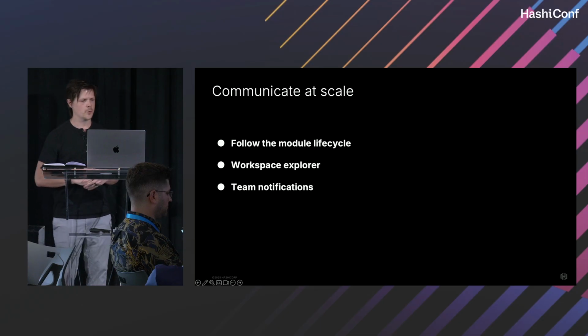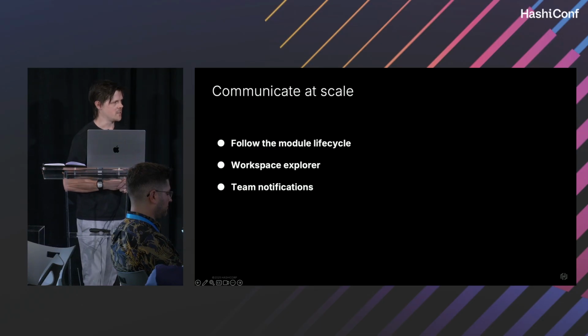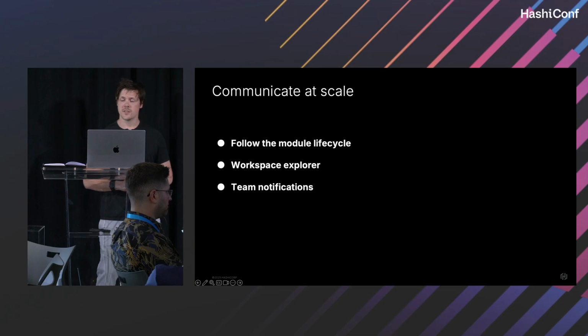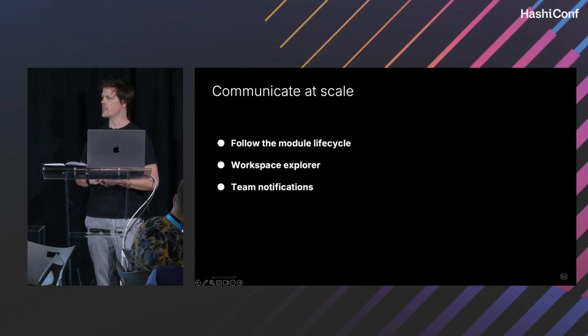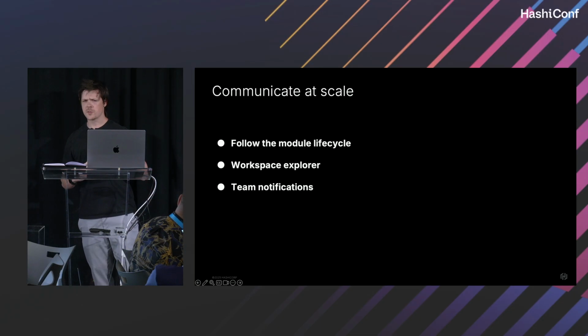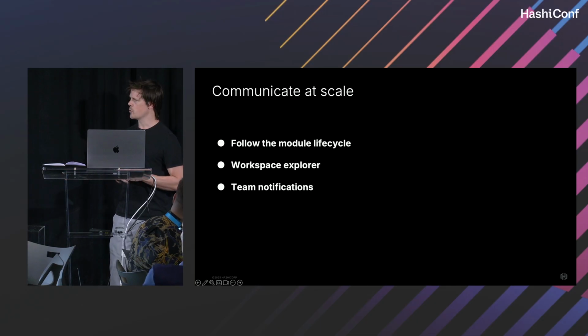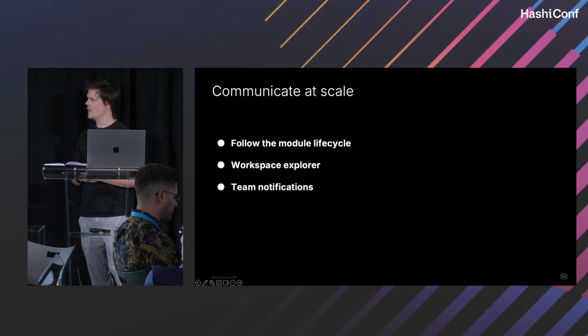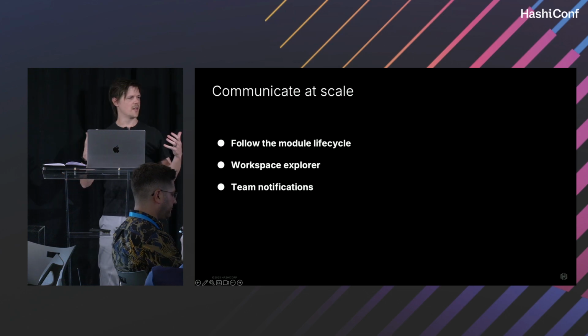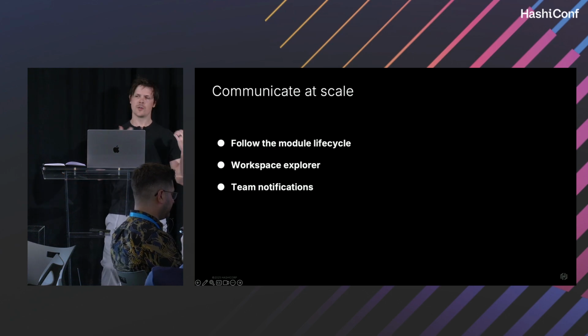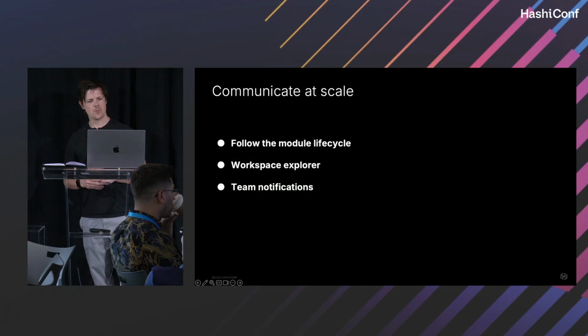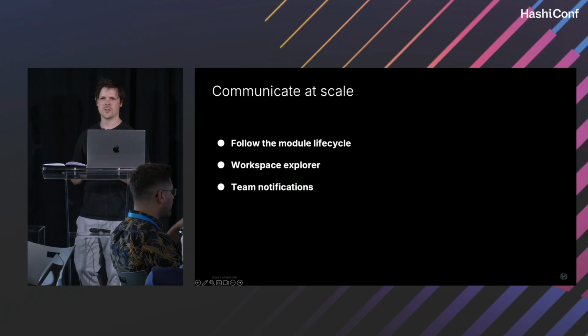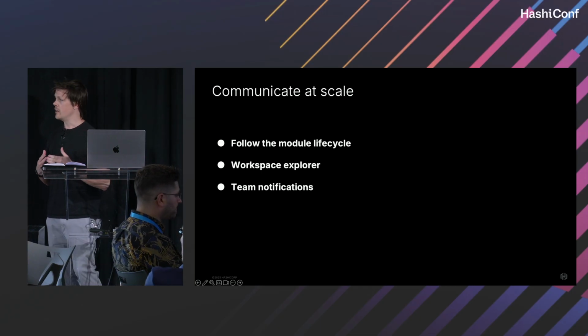But to do this, we're going to use a couple more features in HCP Terraform. The first is the Workspace Explorer. This is a way that we can find different workspaces or modules in HCP Terraform that meet certain criteria. In this case, we're going to find all the workspaces that are using an older version of a provider. And then we're going to send team notifications to communicate with our teams effectively at scale.